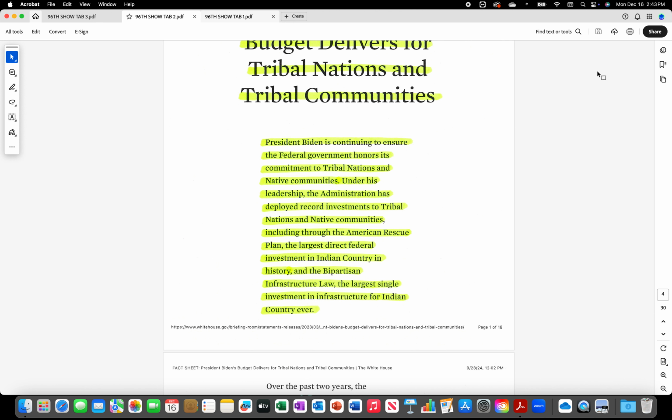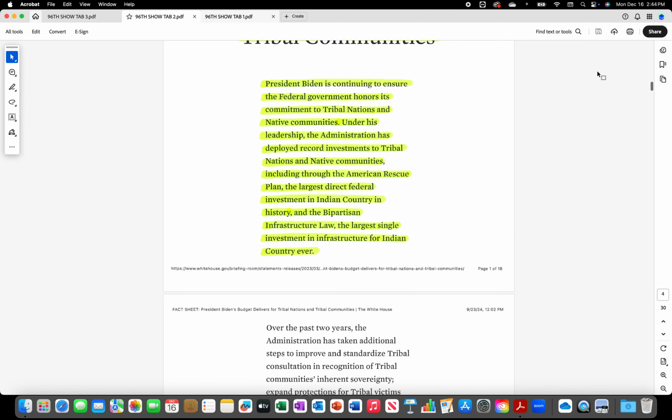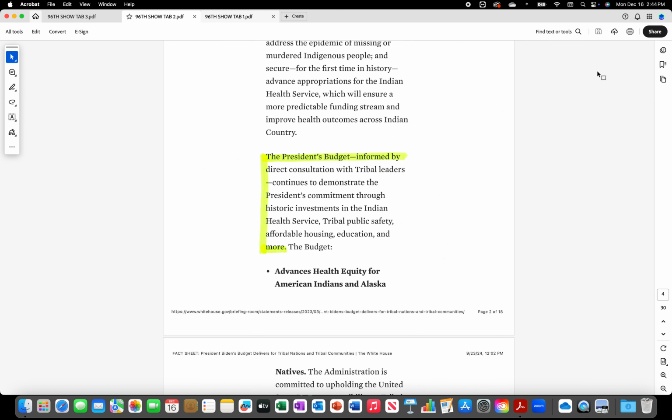Under his leadership, the administration has deployed record investments to tribal nations and native communities, including through the American Rescue Plan, the largest direct federal investment in Indian country in history, and the bipartisan infrastructure law, the largest single investment in infrastructure for Indian country ever. The president's budget, informed by direct consultation with tribal leaders, continues to demonstrate the president's commitment through historic investments in the Indian Health Service, tribal public safety, affordable housing, education, and more.